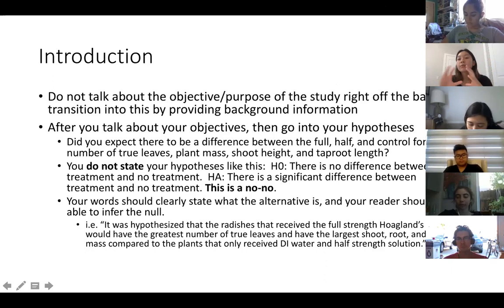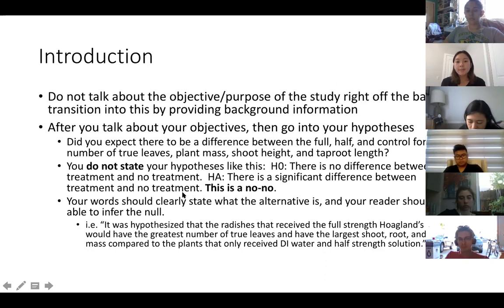And then within those 3 treatments, did you expect there to be a difference between number of true leaves, plant mass, shoot height, and taproot length? Maybe you have different expectations for each of those measurements, or maybe they're the same across all 4. But you're going to talk about those hypotheses after you talk about your objective. So talk about the purpose of the study, why you did it, what interested you, and then what you expected after the study was done.